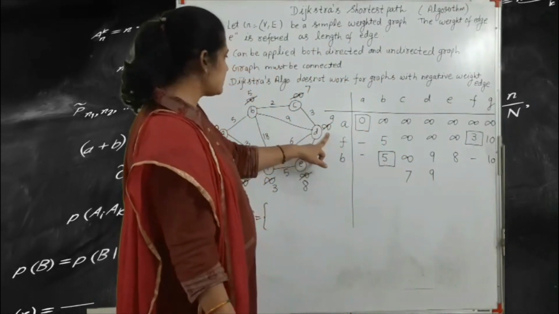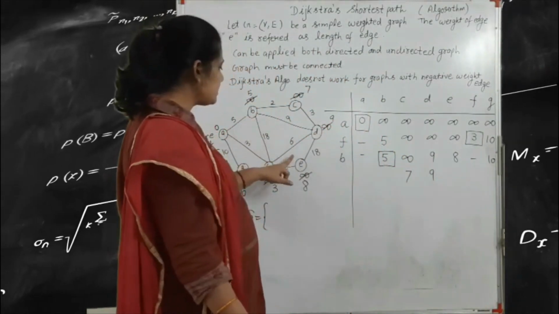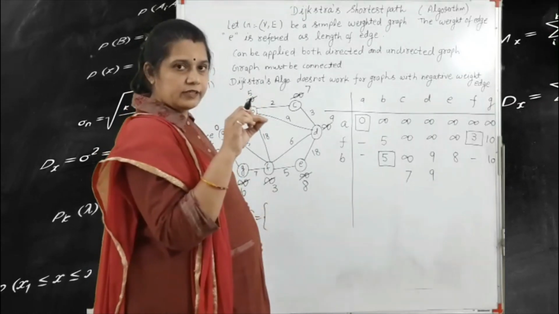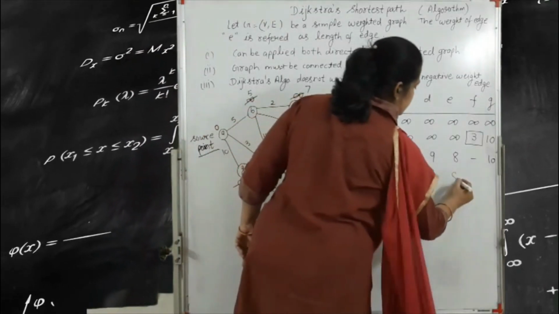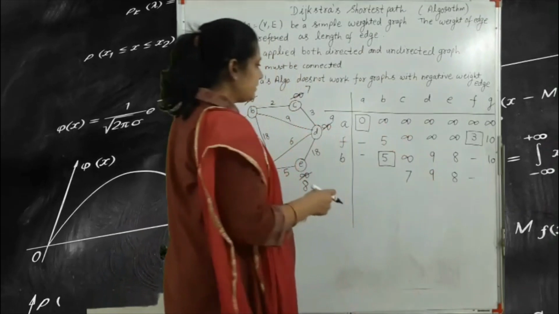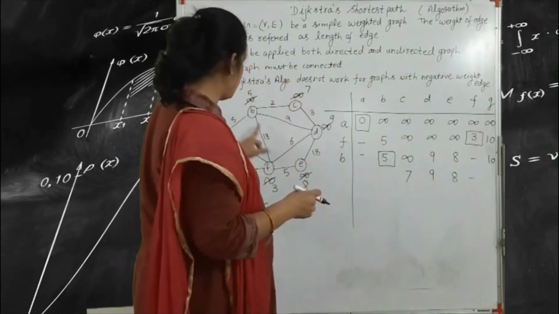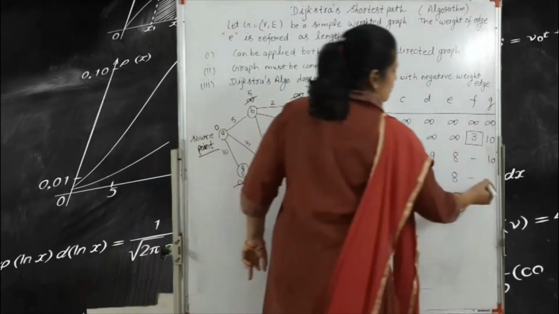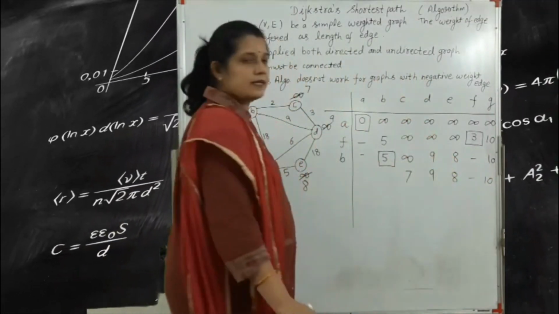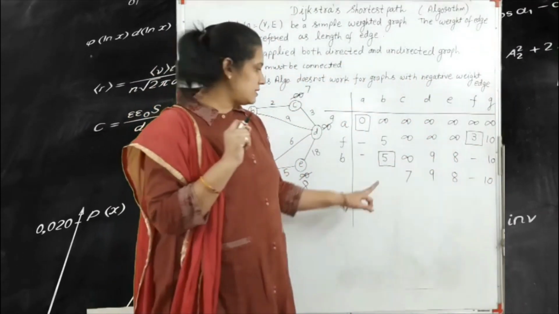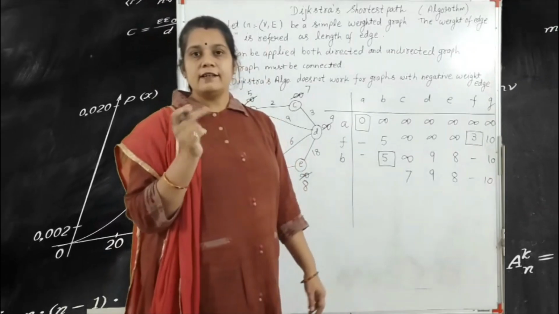Okay, next one is B to E. B to E is not connected by a direct edge, so we write it here as it is. And B to G. B to G is not directly connected, so we write here the 10. That means our fourth row is 7, 9, 8 and 10.